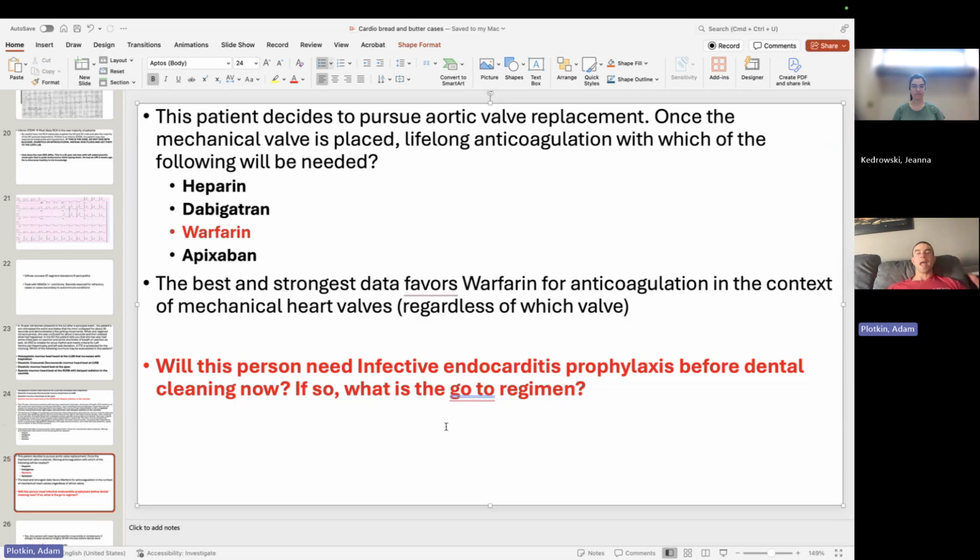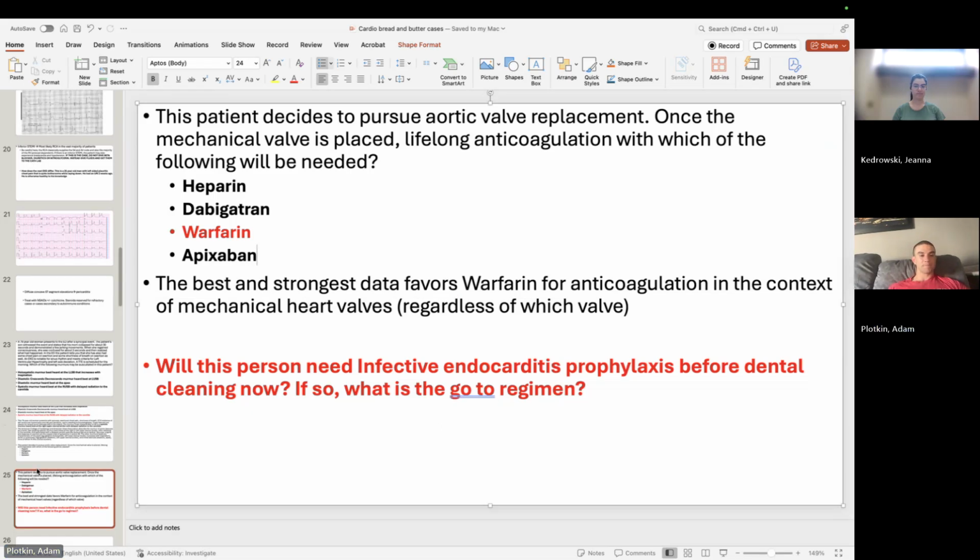She asks you, hey, I'm going to the dentist for a routine cleaning. Does she need infective endocarditis prophylaxis? Yes. Okay. What if she just had her aortic stenosis, no mechanical valve? Does she need it? No. What if she had mitral valve prolapse?